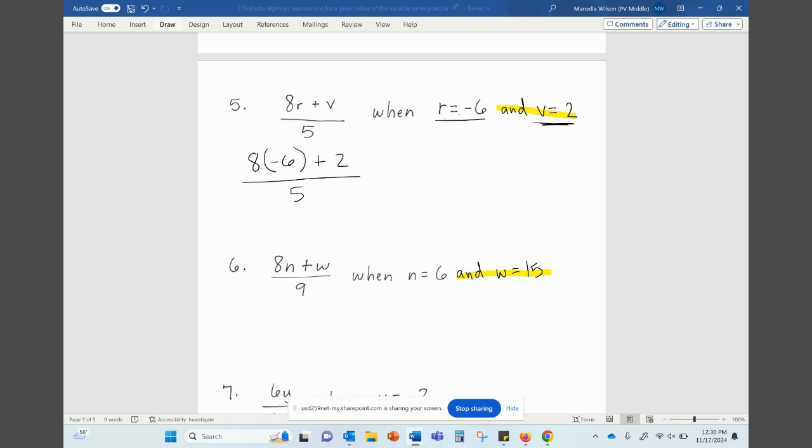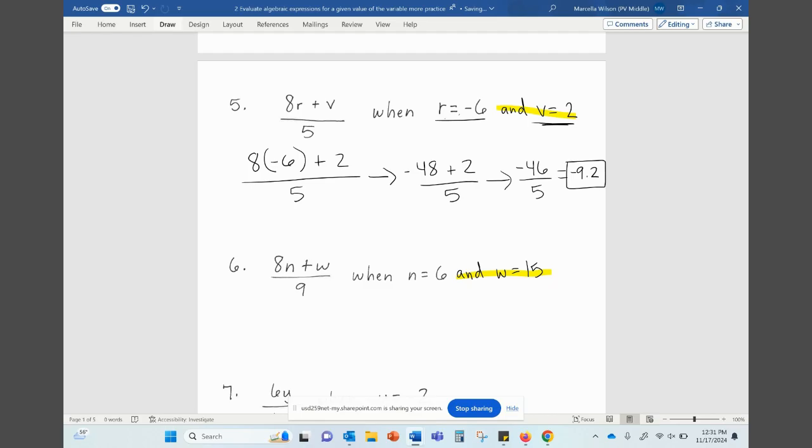Okay, so I am going to do what's in the numerator first. So 8 times -6 is -48. And then I do plus 2, divided by 5. -48 plus 2 is -46. Then I divide by 5. And now you can just put that in your calculator. What's -46 divided by 5? It is -9.2. So that's your answer.